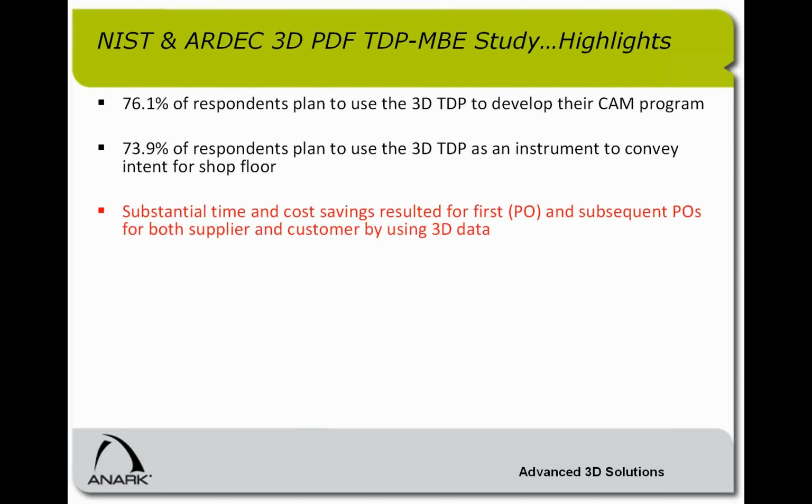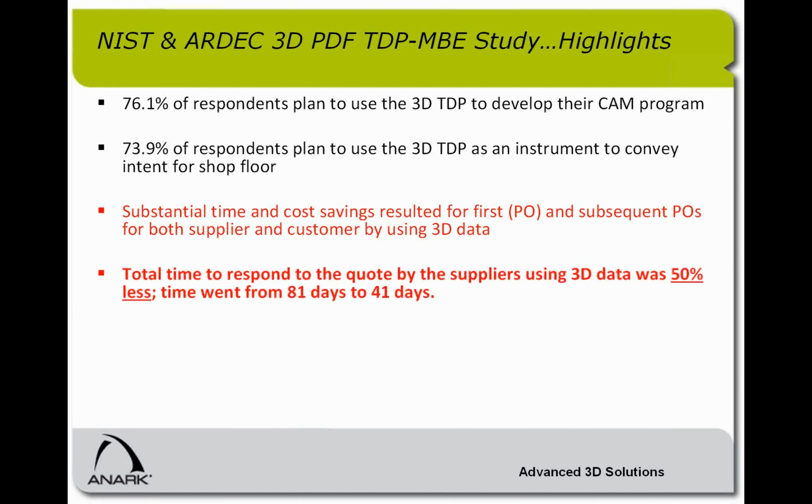A couple more points, and maybe this one in red here, substantial time and cost savings resulted. These are the suppliers now saying, yeah, this is much easier. I can deal directly with the 3D data, understand the design intent clearly, and then, as you're going to see, derive my SolidWorks parts and assemblies directly from these 3D PDF TDPs. But this is my favorite statistic. The overall time for the government to get parts back from their suppliers was reduced by 50%. The one example that's defined in the study was that they were able to go from an 81-day cycle to a 41-day cycle.